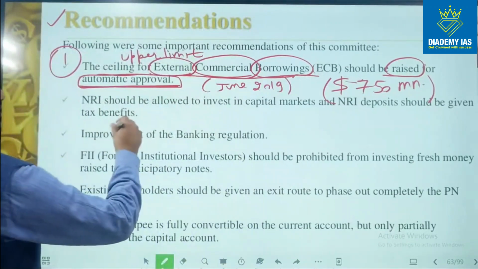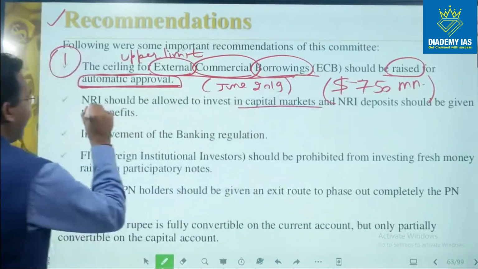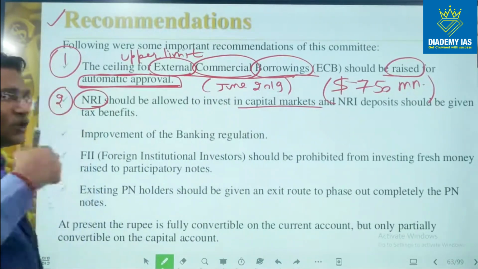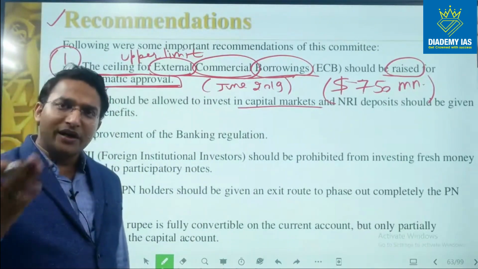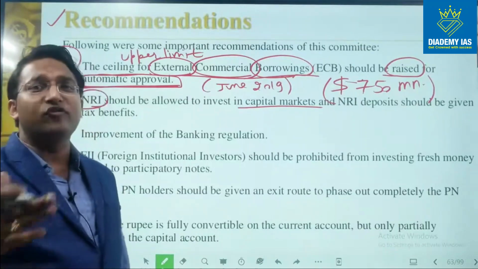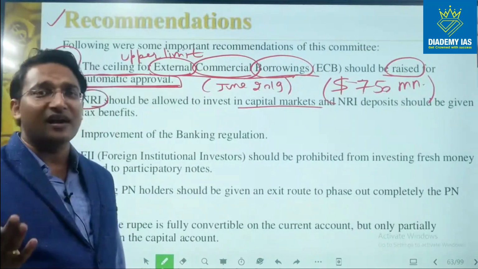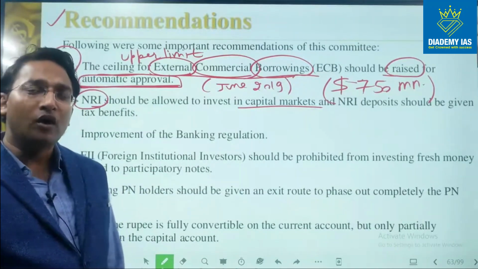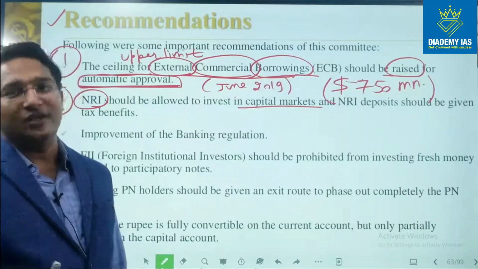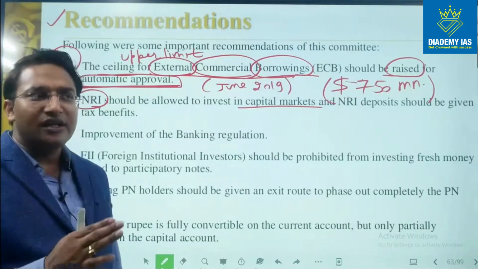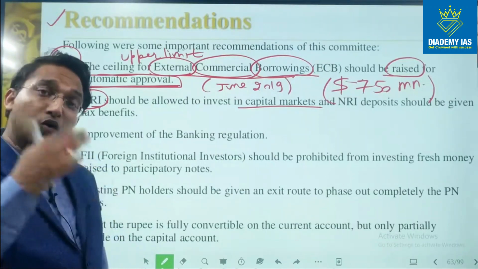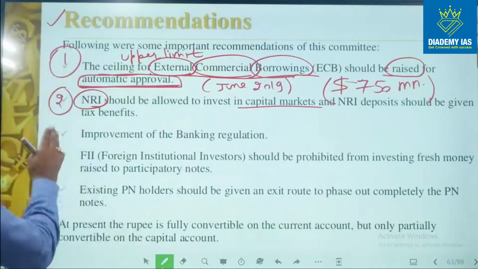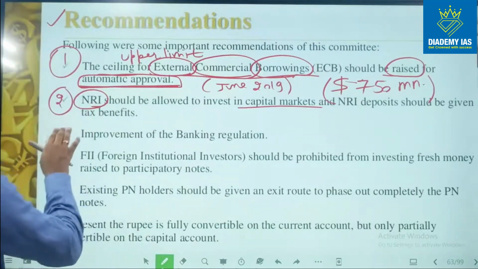NRI should be allowed to invest in capital markets, right? NRI means non-resident Indians. They are the people who are citizens of India but who are living outside India. The residence is outside India for the purpose of employment, business, etc. And they are living outside India for a minimum of 182 days or more during the current financial year, right? In that case, they are called NRI.